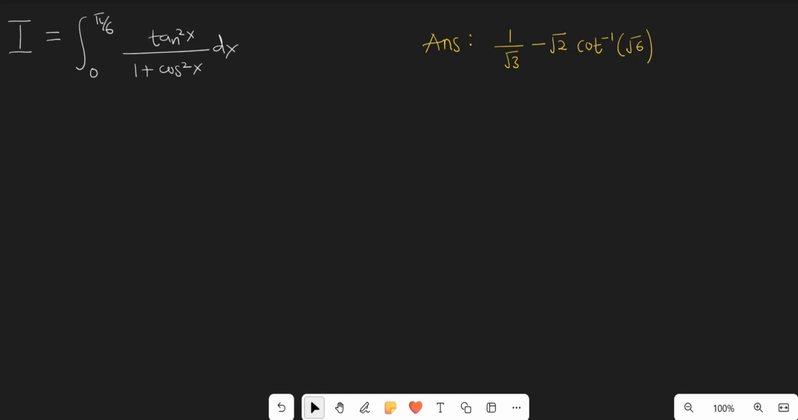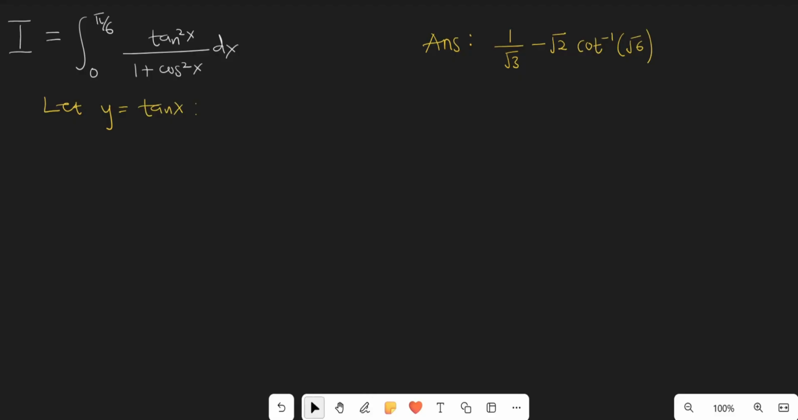Let's solve this integral using a very simple trig substitution. So the answer is shown on your right hand side in yellow pen. So we can really look at this integral by doing the substitution. We can let y be equal to the tangent of x, right? This is a substitution that I'm going to use to solve this integral.